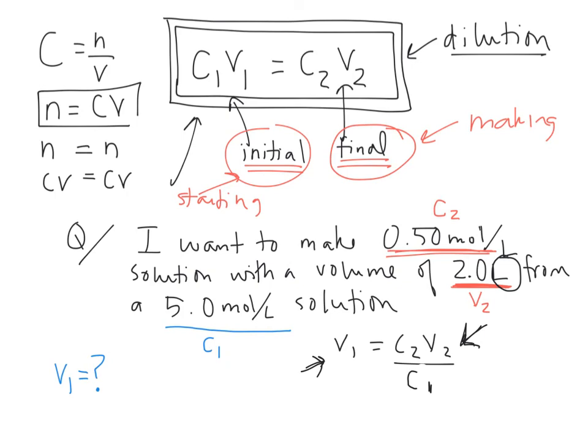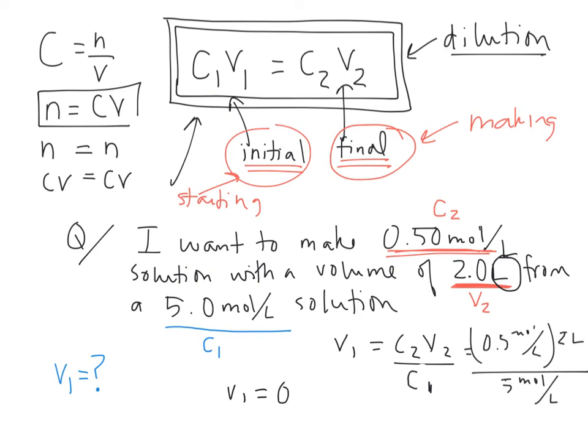So here your volume units don't matter. They do matter if you're doing C equals n over V, but for C1 V1 equals C2 V2, units for volume don't really matter as long as they match one another. So V1 equals C2 V2 over C1. Now it's just a matter of plugging in. So I'm just going to squeeze it in on this one page here, because I want to wrap this thing up. So I've got 0.5 mole per liter, times my V2, which is 2 liters, divided by my C1, which is 5 mole per liter.